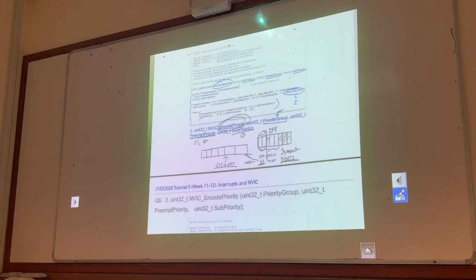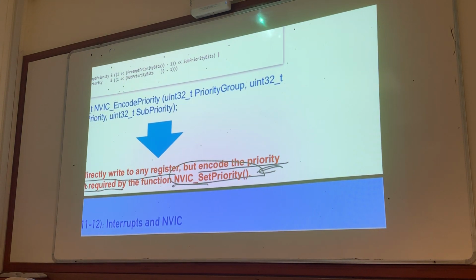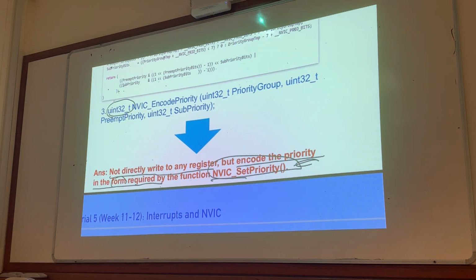The idea here is not to write directly to any register, but to encode the priority in the form required by the other function. Remember, set priority is a function where you really set something, because inside it you are changing the registers in charge of the priority setting. So the return value here gives you the correct format to put into that. That's the idea.